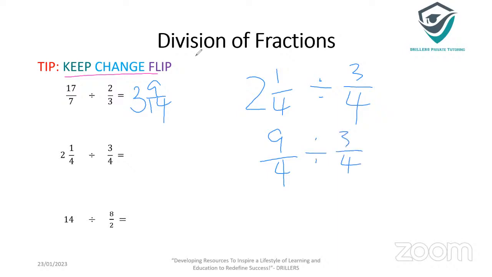So now we apply that tip that I gave you. We keep the first fraction, which is 9 over 4. We change the sign from divide to multiply. And then we flip the second fraction, or the divisor. So if we have 3 over 4, we're now going to end up with 4 over 3.